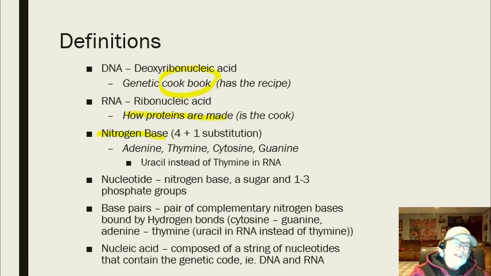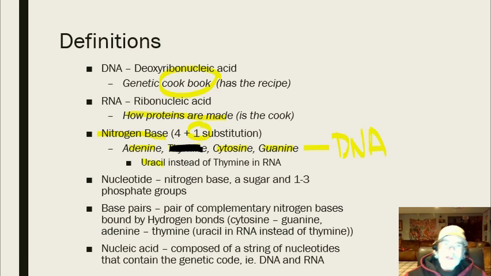Nitrogen bases are really important. This is something that's good to understand. There are basically 4 nitrogen bases: adenine, thymine, cytosine, and guanine. Those are the ones in DNA. In RNA, they substitute: let's get rid of thymine, and they put in uracil. So RNA has uracil instead of thymine. RNA has adenine, uracil, cytosine, and guanine.